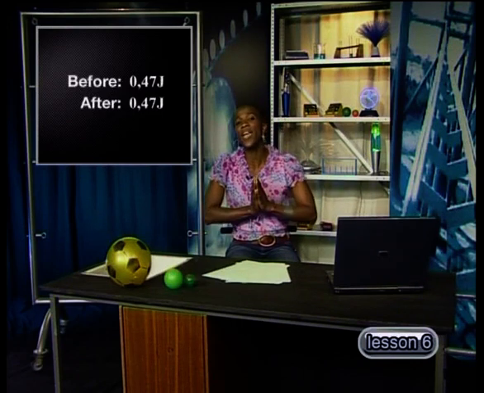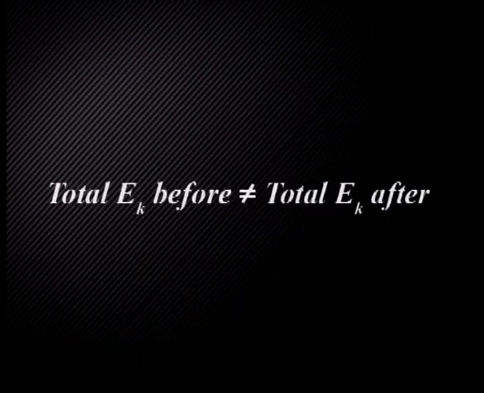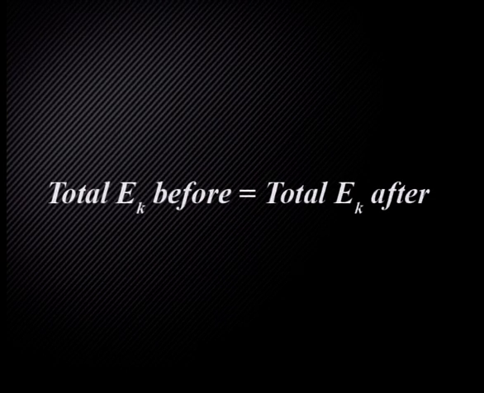To revise what we have learnt this lesson, an inelastic collision is a collision in which kinetic energy is not conserved. So the total kinetic energy before the collision is not equal to the total kinetic energy after the collision. An elastic collision is a collision in which kinetic energy is conserved. So the total kinetic energy before the collision is equal to the total kinetic energy after the collision.